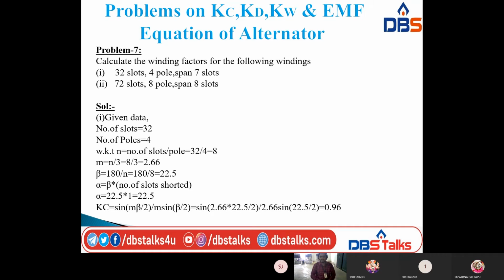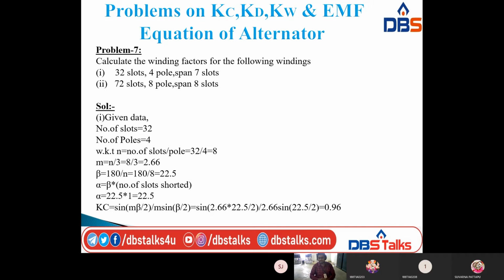So we will take the first case. In the first case they given that the number of slots is 32 and number of poles is 4. By taking these two, we have to calculate the n value, that is number of slots per pole. Number of slots 32 by number of poles is 4, that is equal to 8. N is equal to 8. And next we have to calculate the m value. In the previous case, they only asked for pitch factor, that is the cos alpha, so there is no need to calculate the m value. But here they want to calculate the winding factor, so that's why I am taking the m value also.